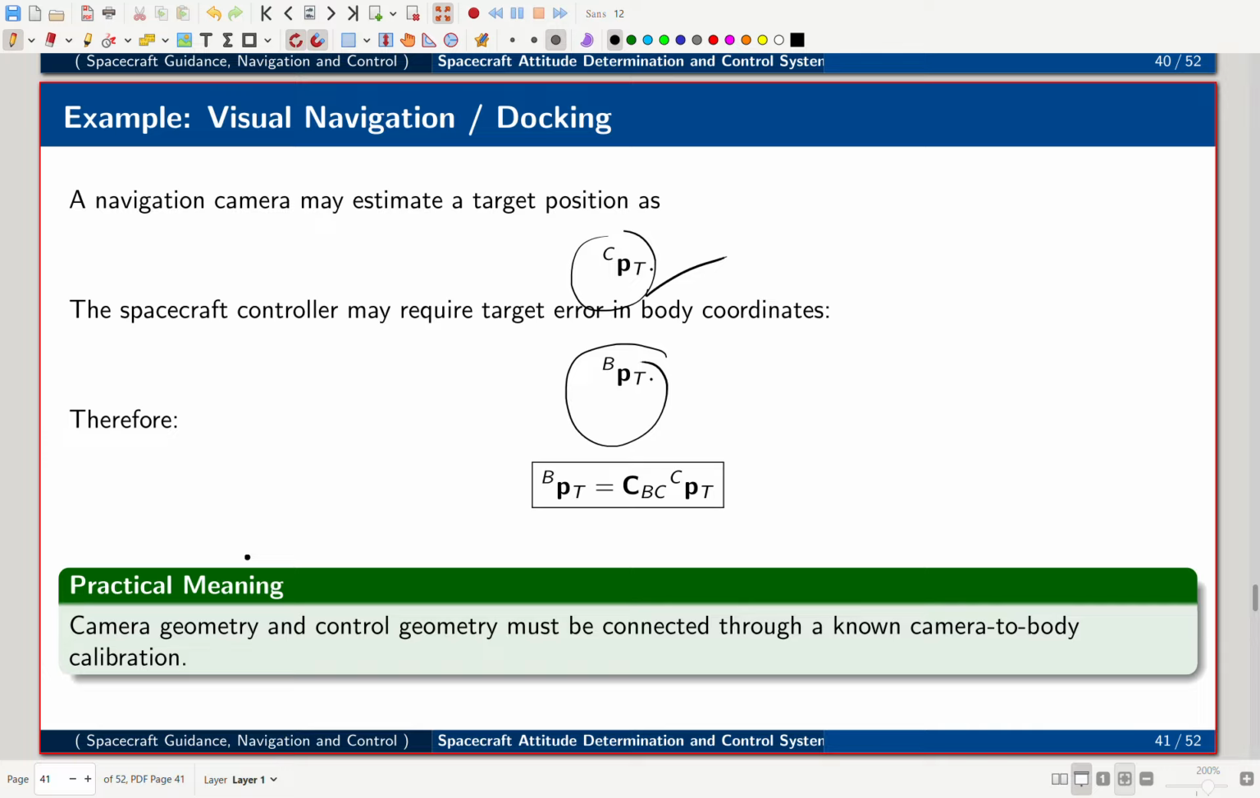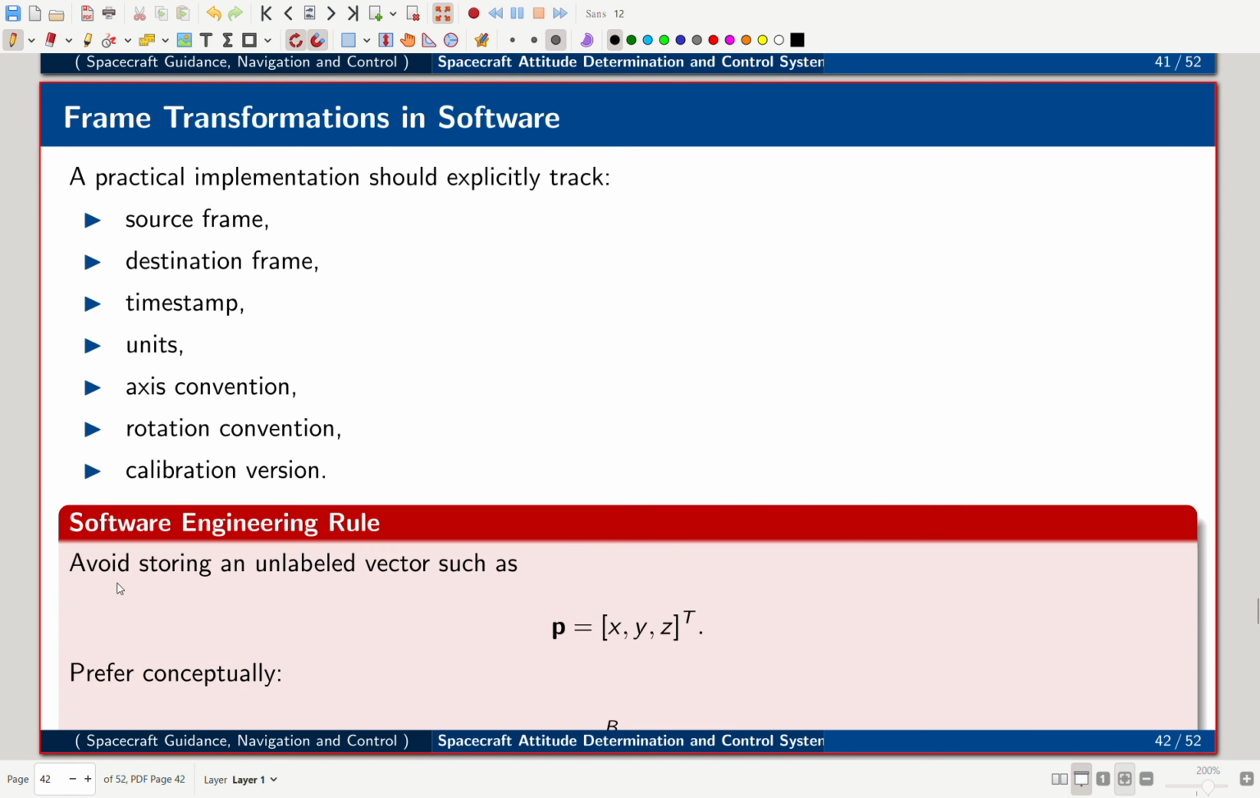So the navigation camera may estimate a target position in the camera frame, but the spacecraft controller may require the target error in body coordinates. Then we have to transform from the camera frame to the body frame. So the practical meaning is that camera geometry and control geometry must be connected through a camera-to-body calibration.